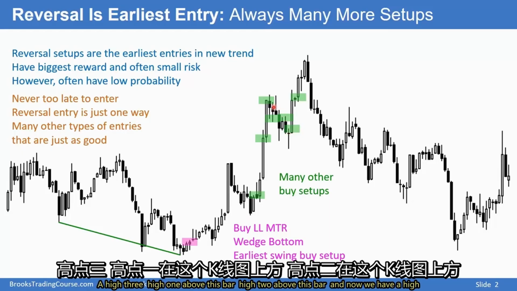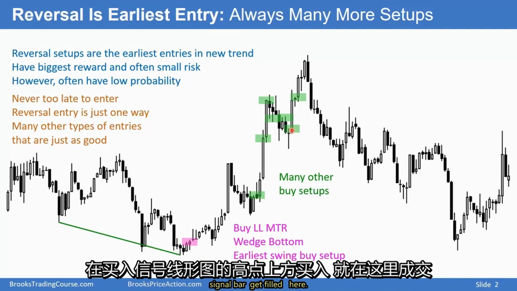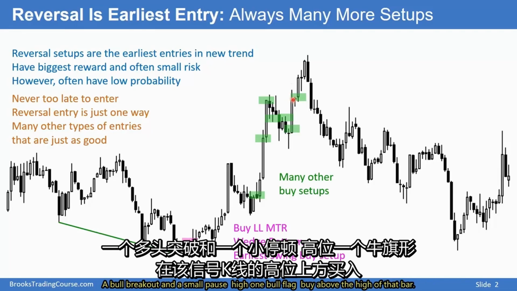A high 3. High 1 above this bar, high 2 above this bar. And now we have a high 3 buy, a wedge, 1, 2, 3, wedge bull flag. Buy above the high of that buy signal bar, get filled right here. A bull breakout and a small pause. A high 1 bull flag, buy above the high of that bar.